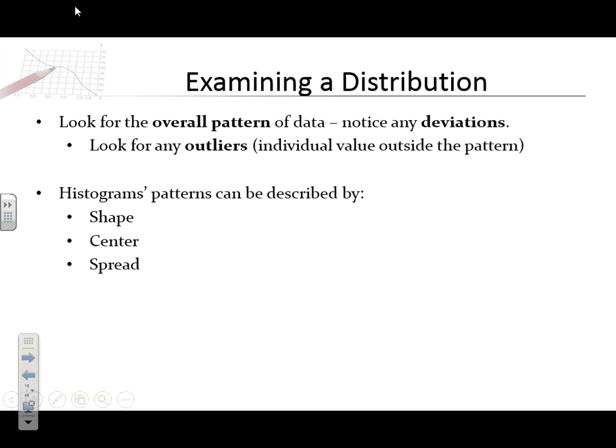Once you've chosen a center, you can then choose your measure of spread. That's going to be the last thing you need to comment on. So anytime I ask you to describe a distribution, so here's a picture of a histogram, or here's a picture of a dot plot, describe the distribution. I need to see an explanation of all 3 pieces.